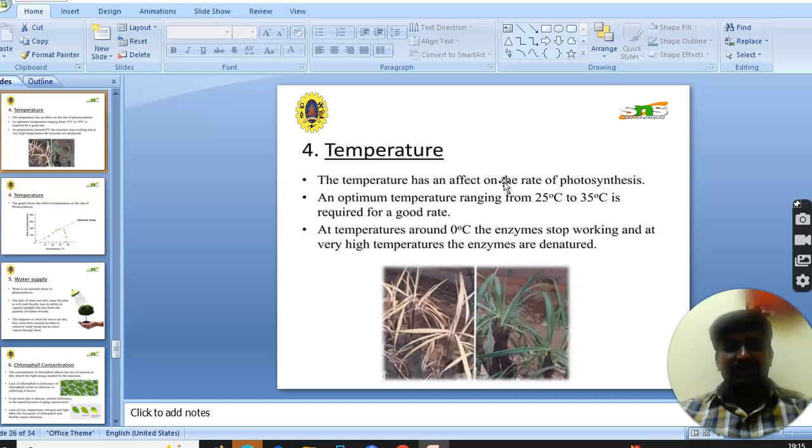Next, we will see temperature. Temperature has an effect on the rate of photosynthesis. An optimum temperature ranging from 25 to 35 degrees Celsius is required for a good rate. At temperatures around 0 degrees Celsius, the enzymes stop working, and at very high temperatures the enzymes are denatured.